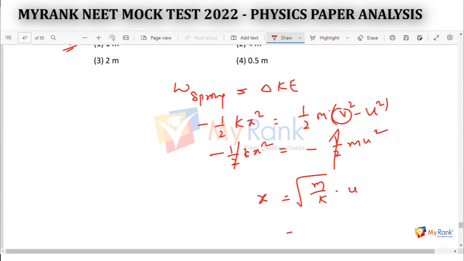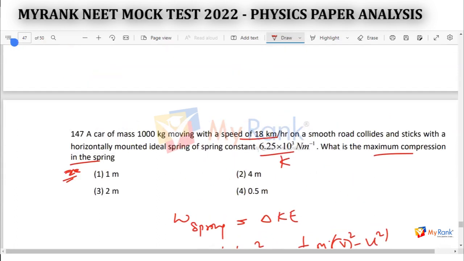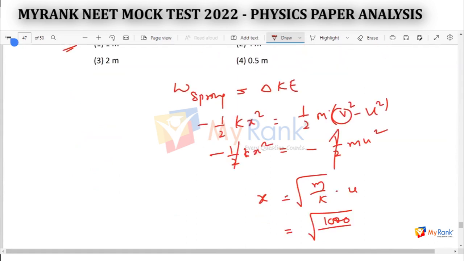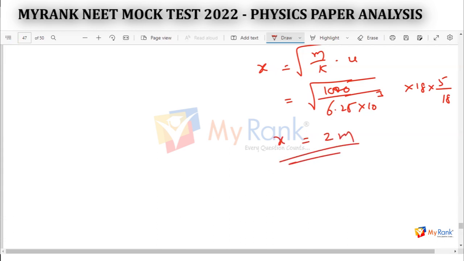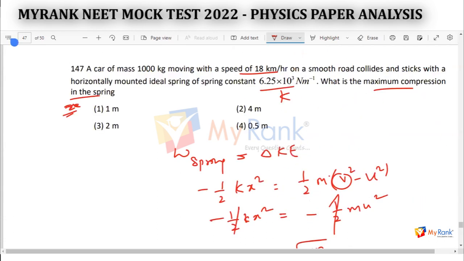If you substitute the values, root over m by k is 1000 by k, with the 1000 kg mass given. The k value is 6.25 into 10 power 3, into 18 kilometer per hour, so multiply by 5 by 18. X you are getting as 2 meters, students. So 2 meters is the third option.